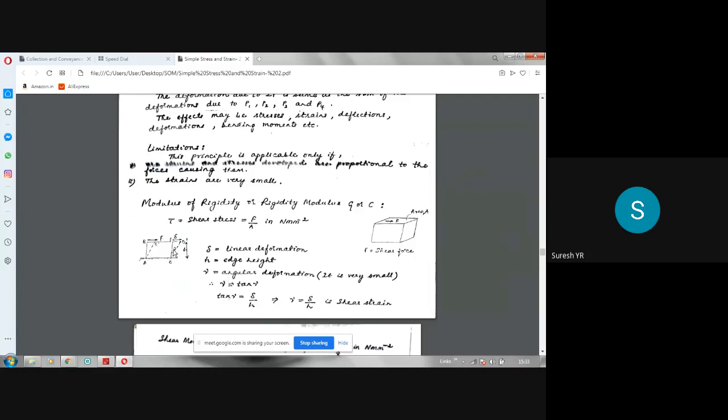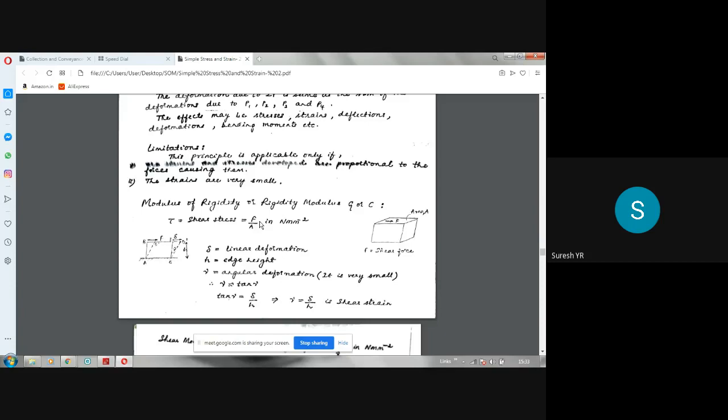So here tan gamma can be equated to gamma. When tan gamma is equal to gamma, from this triangle tan gamma is delta divided by h. So gamma is equal to delta divided by h. Shear stress is F by A, force divided by area. And gamma, which is delta by h, is called the shear strain.